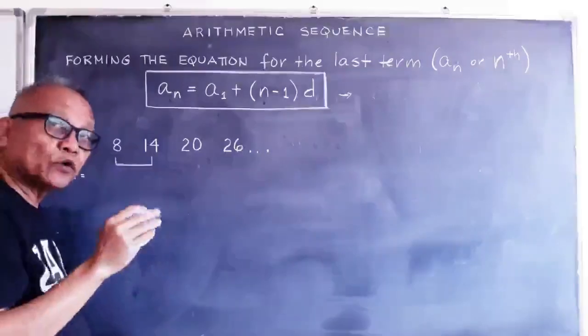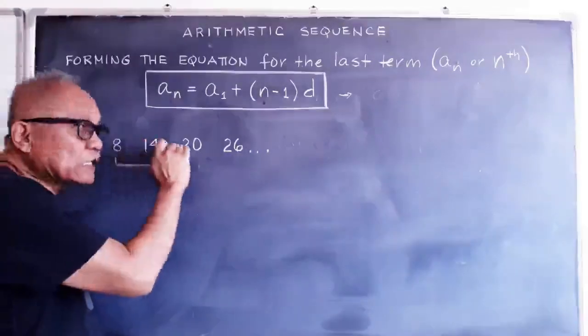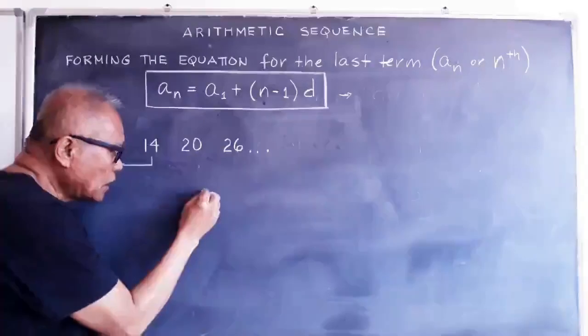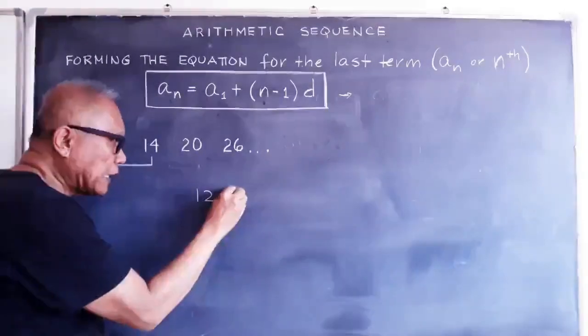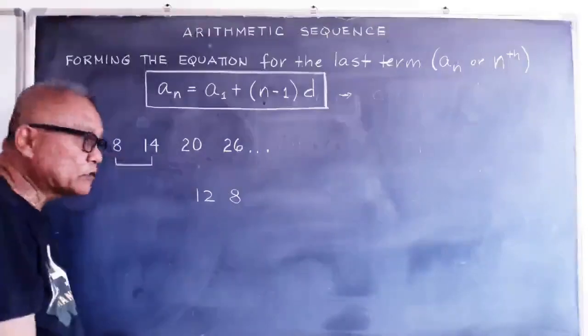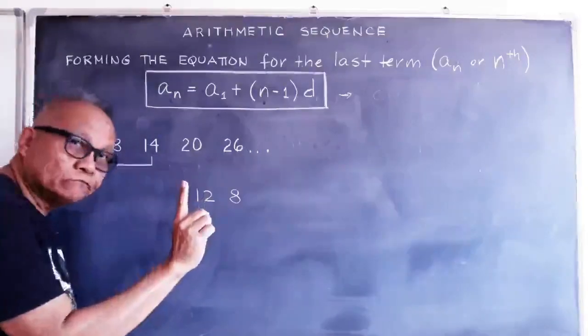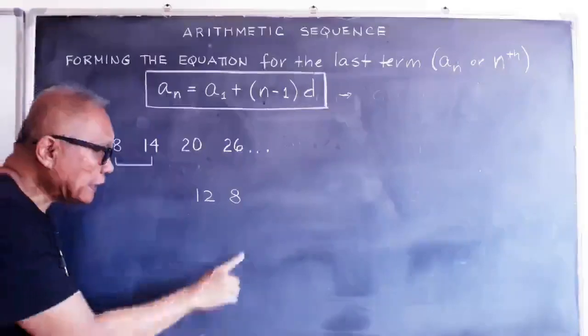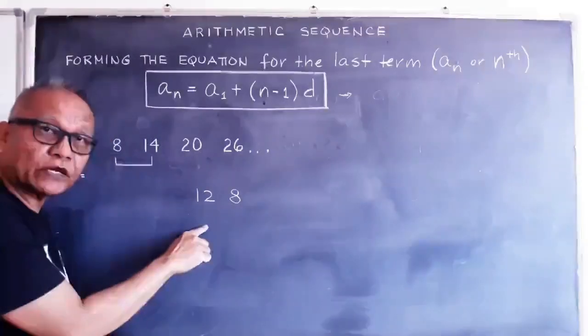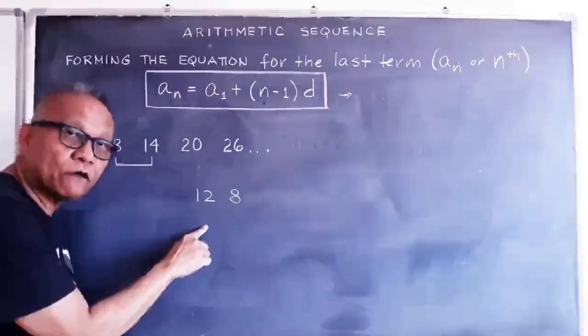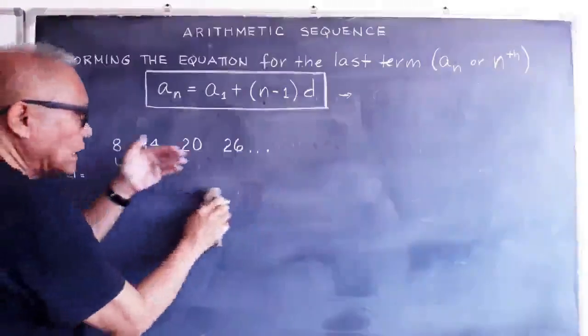Okay? Because you will be confused if the numbers are decreasing. Example, this one is 12, and then suddenly this becomes 8. And then 12 minus 8, wrong. It should be 8 minus 12. In this case, the difference is negative 4. Okay, let's do this one, class.